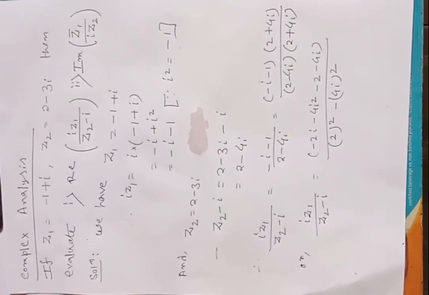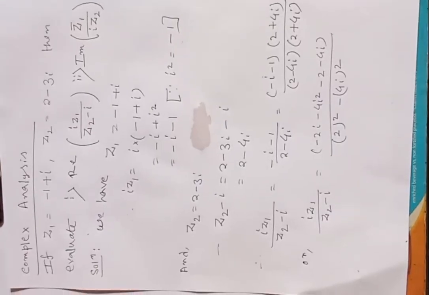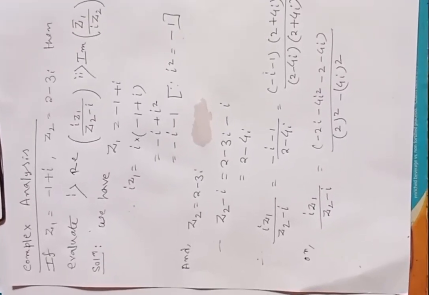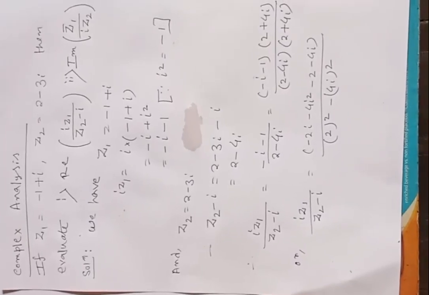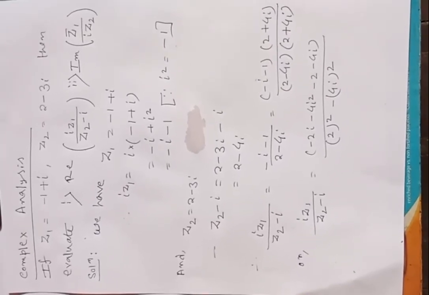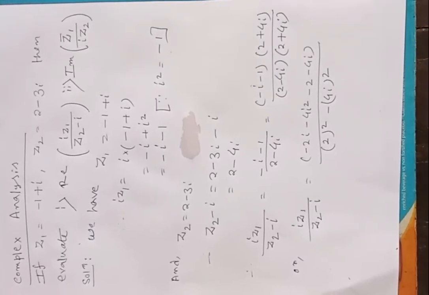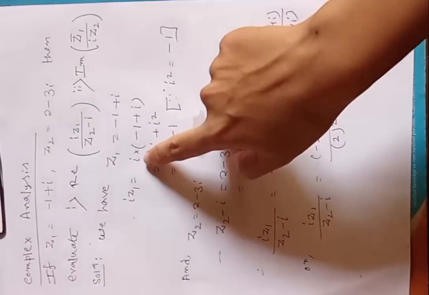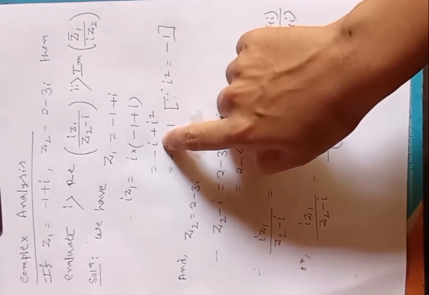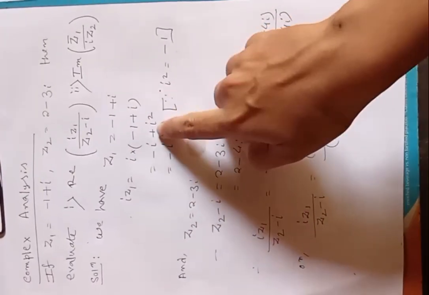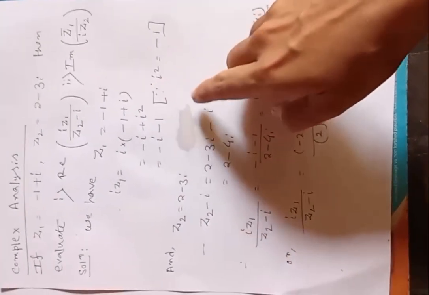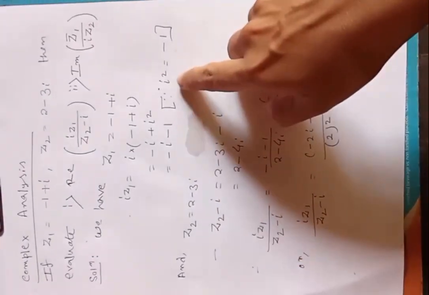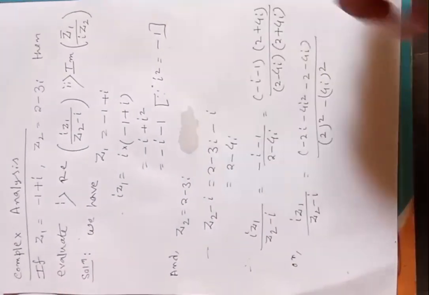We have our first complex number Z1 equal to minus 1 plus i. iZ1 means multiplying i with Z1. So multiplying i with Z1 means multiplying i with minus 1 plus i. So i with minus 1 gives us minus i in multiplication, and i multiplied with i gives us i square. And in the next line, iZ1 equal to minus i minus 1, because i square equal to minus 1.